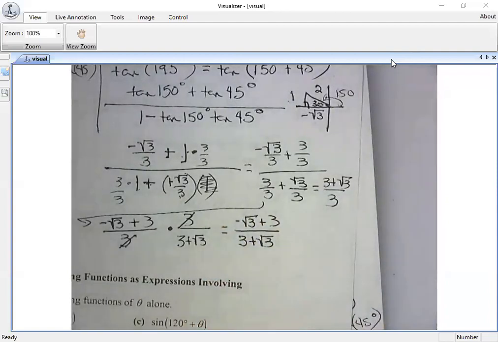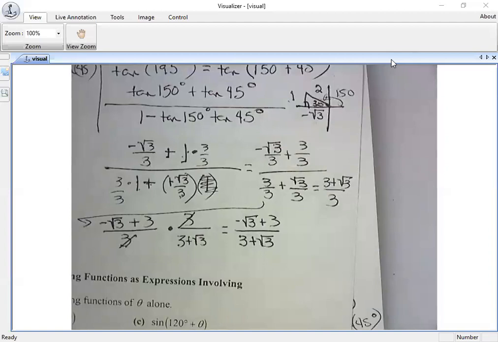All right, this still looks like a mess. And for good reason, because we're not supposed to leave a radical in the denominator, correct? But how in the world are we going to get rid of it when my denominator is 3 plus the square root of 3? This is an algebra thing. It's not a trig thing. Multiply by, say it again. Just a square root of 3?